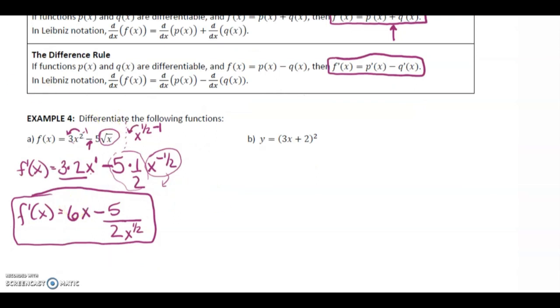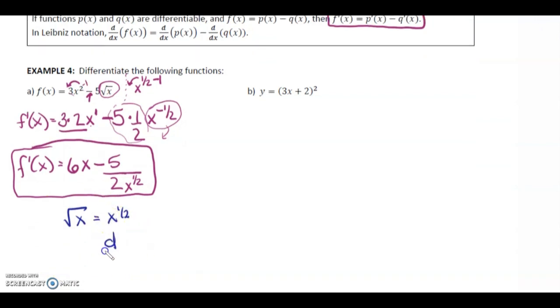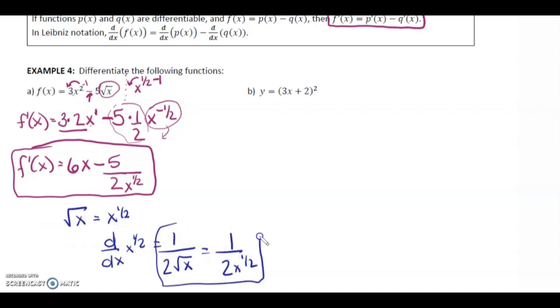If you remember from yesterday's notes when we did this the long way with limits, if we have root x, which is x to the 1/2, the derivative, so d by dx of x to the 1/2, is 1 over 2 root x, or in other words, 1 over 2 x to the 1/2, either one of these.